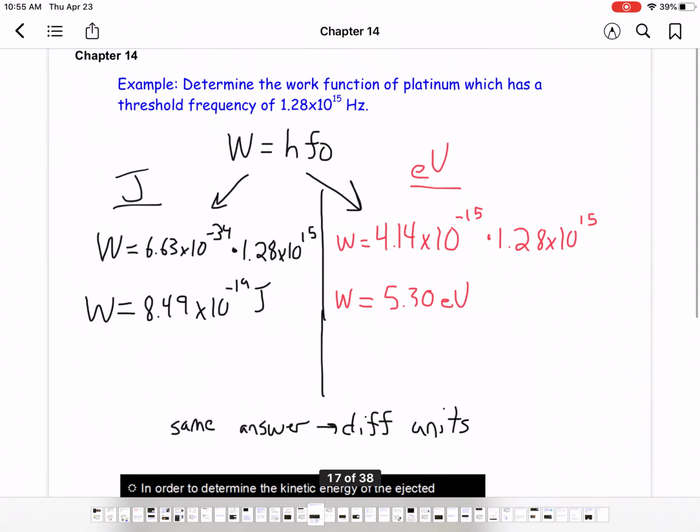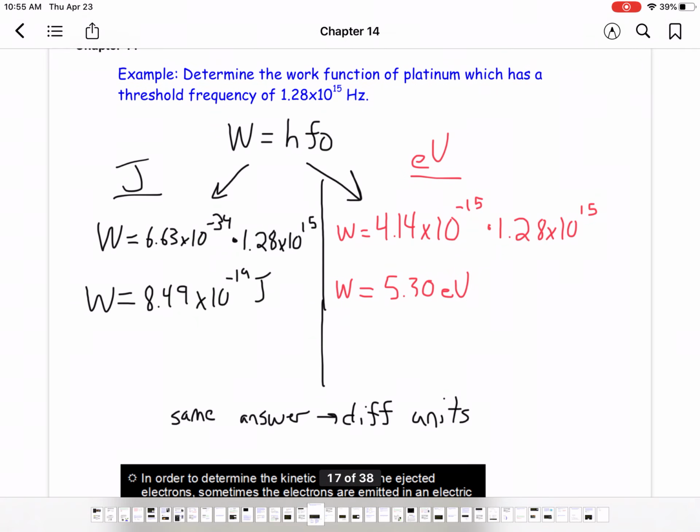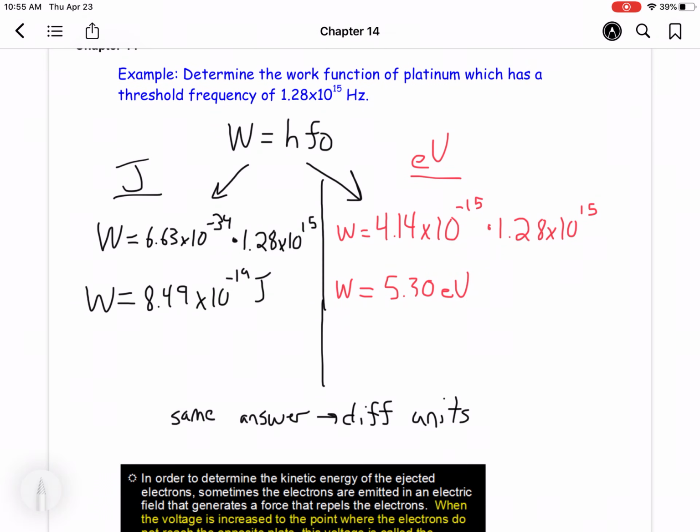All right, okay, so one thing you notice again is that we deal with both joules and electron volts, and I want to show you that this is where we're going to start getting away from joules and start using electron volts more, just because it's better numbers. You don't have to write the times 10 to the negative 19, is essentially what happens. So the example here is determine the work function of platinum, which has a threshold frequency of 1.28 times 10 to the 15 hertz. So what I did here is I got the work function, right?